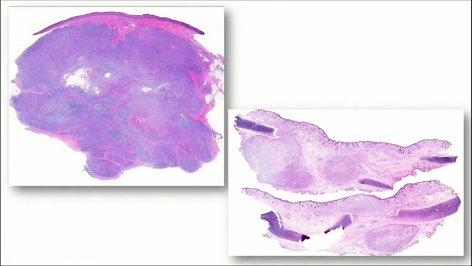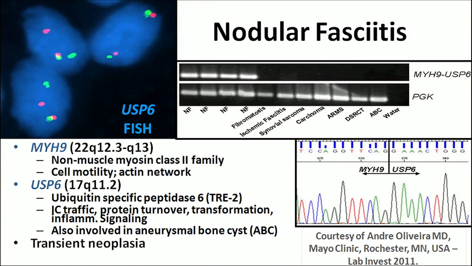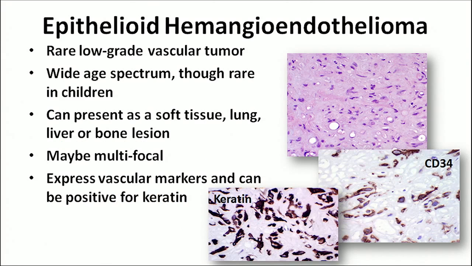Here's another example of a case from the ear and then a case from the skin, showing these more superficially located cases. It turns out that it actually has a translocation between MYH9 and USP6, so it's a self-resolving neoplasm with a translocation. Really interesting biology there.